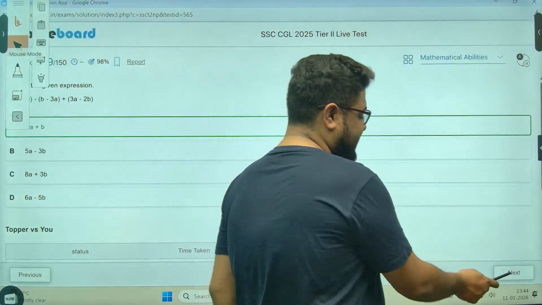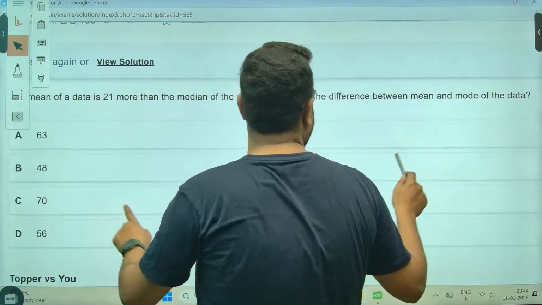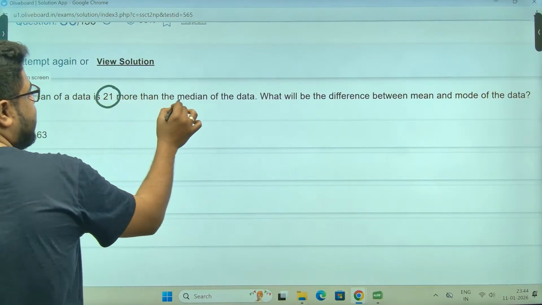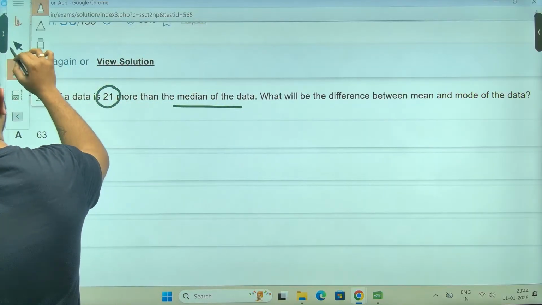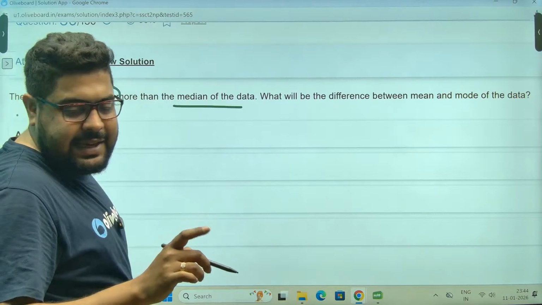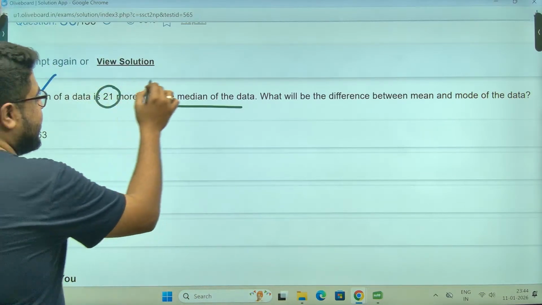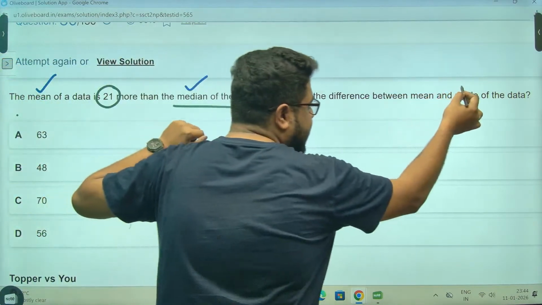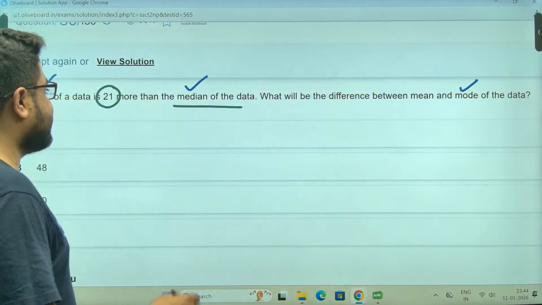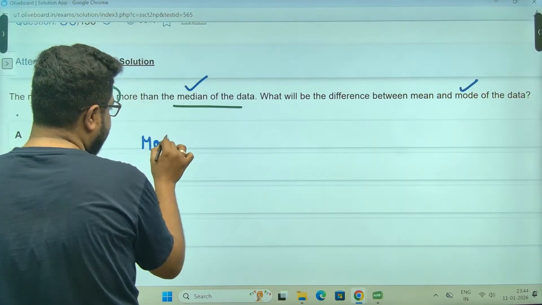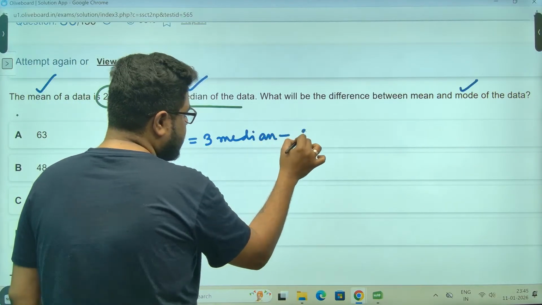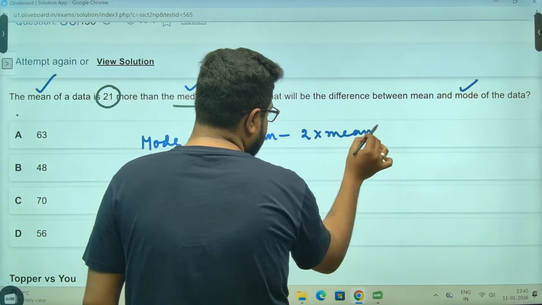Now, last but not the least. The mean is 21 more than the median. Use the empirical formula, sir. Whenever I can see in the same question they are saying mean, median, and mode, there is only one relation, right? Use that. So mode is 3 median minus 2 mean. 3 into median minus 2 into mean, sir. Put it.